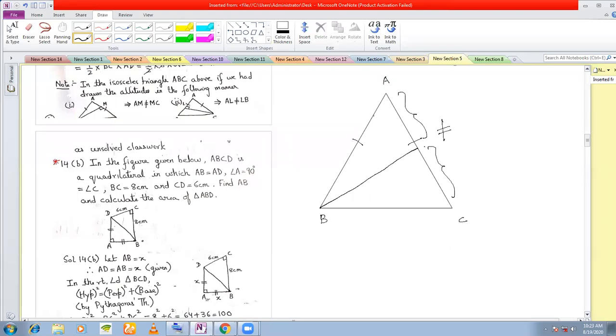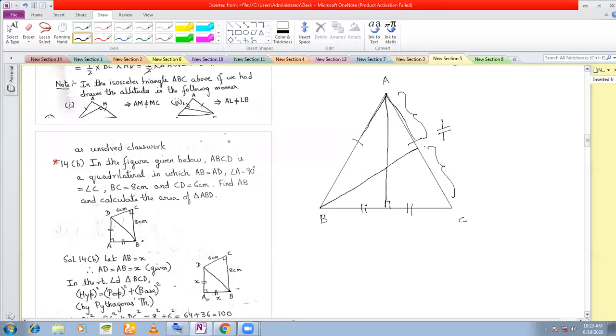Always remember the perpendicular has to be drawn from the vertex where the equal sides meet. If I draw the perpendicular from the vertex where the equal sides meet, only then this will be equal. Otherwise, they will not be equal. I hope I'm clear with this.